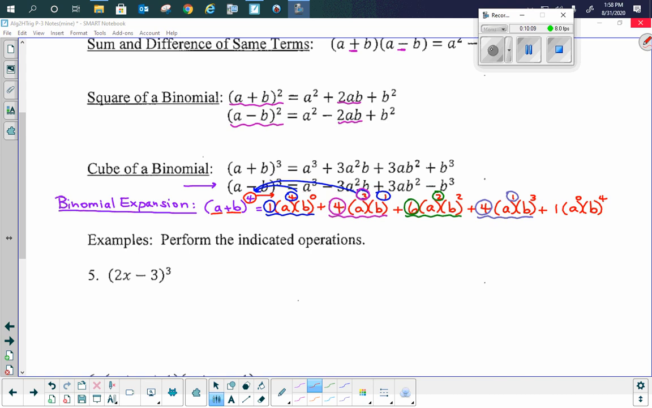So how do you know you're finished? Well, notice at the start, A has the full power of 4. And at the end, B, the second term, has the full power of 4. So that's how you know you're finished expanding.